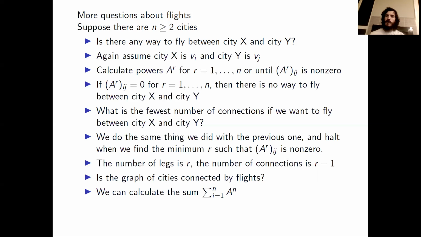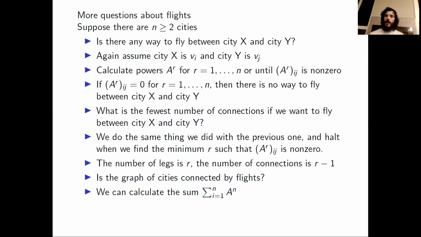Also, if there's some entry on the diagonal that's 0, we assume that our graph has at least 2 cities, so n is greater than or equal to 2. So having an entry on the diagonal equal to 0 would mean that at least one of the vertices is a singleton. Assuming that the ii entry on the diagonal is 0, it would mean that vertex vi is a singleton. So that would also make our graph disconnected.